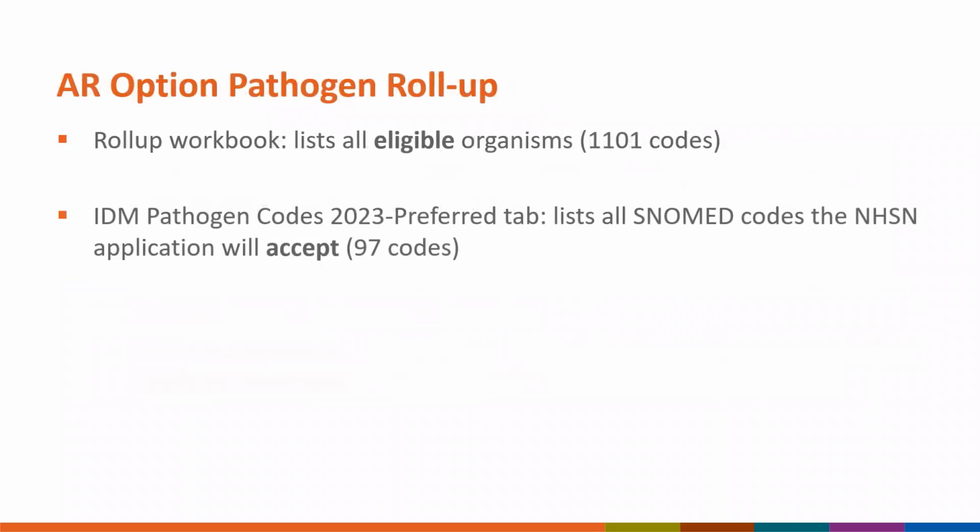The pathogen roll-up workbook, as you know, lists all the eligible organisms. There's just over 1,000 of the eligible codes. At the same time, we also use the IDM pathogen codes. In this case, it's the 2023 preferred tab that lists all the specimens, the SNOMED codes in that the application will accept. So that's 97 codes.